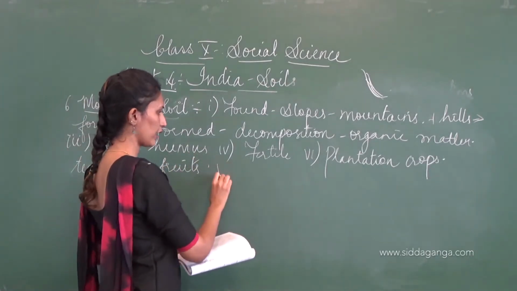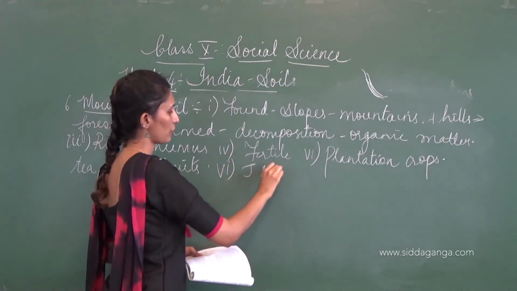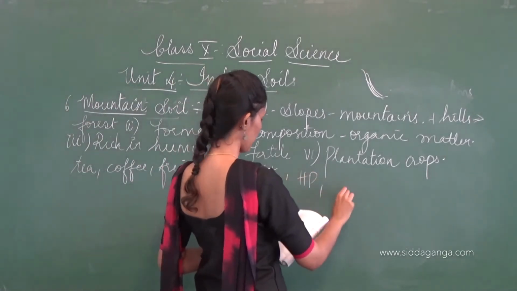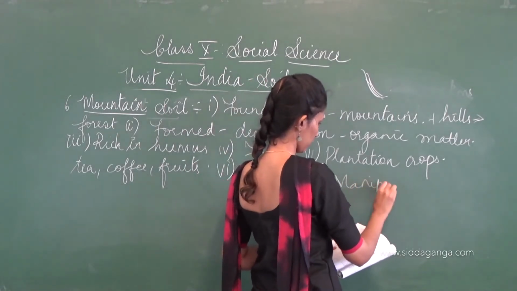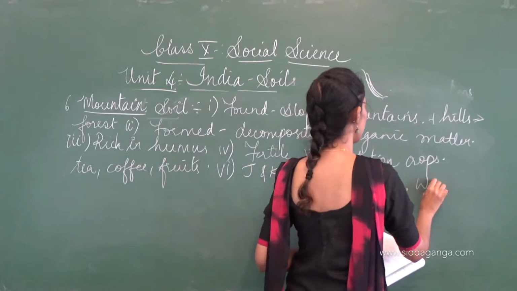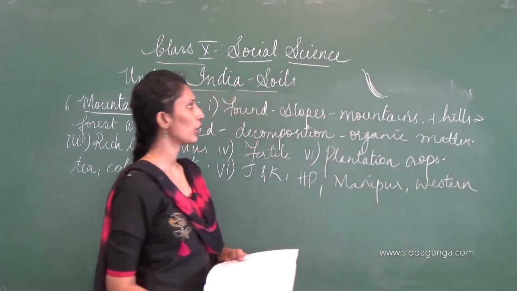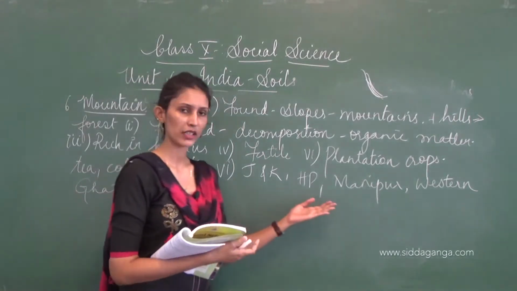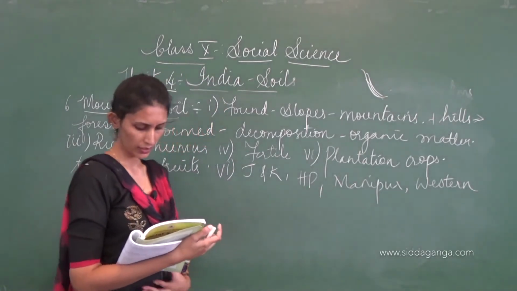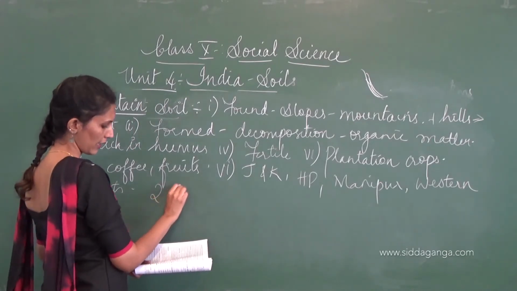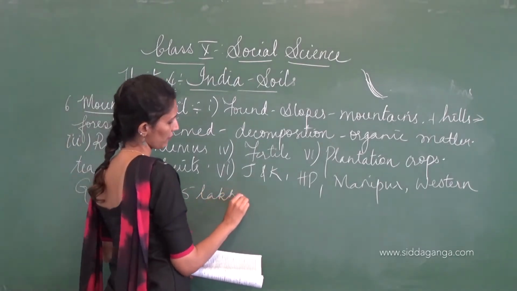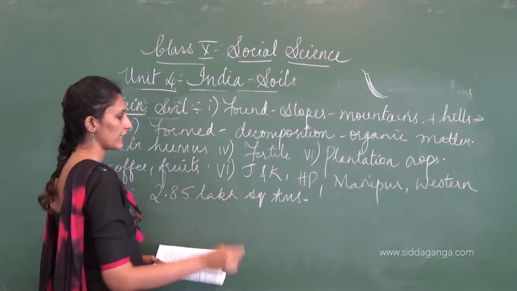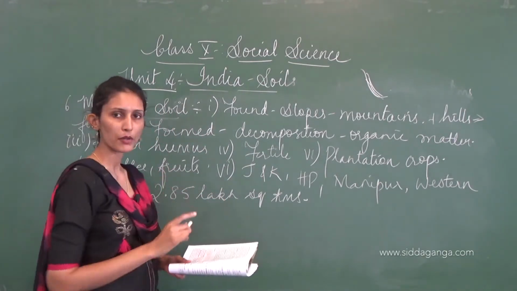Alright. Now where are they found? They are found in Jammu and Kashmir, Himachal Pradesh, Manipur and the Western Ghats. So we have this soil in Karnataka also. Alright. Now this covers around 2.85 lakh square kilometers. 2.85 lakh square kilometers is covered by mountain soil.